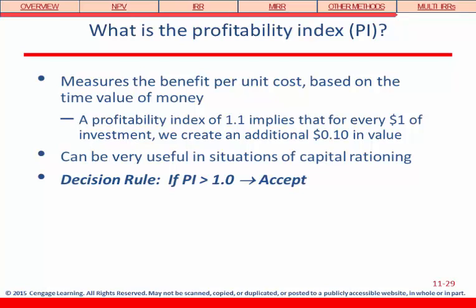This brings us now to some unique or other methods that maybe aren't used as often, but I do want you to know about, and you've got some math based on them on your test guide. First up, we've got profitability index, and if the NPV is a dollar amount, the profitability index is a ratio.